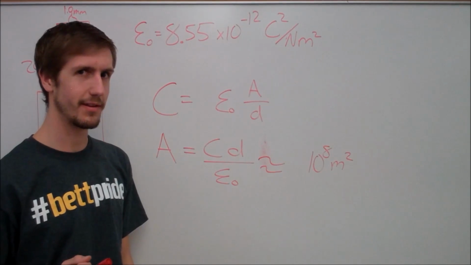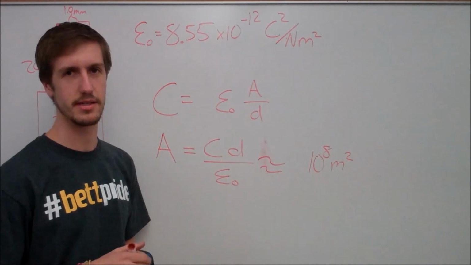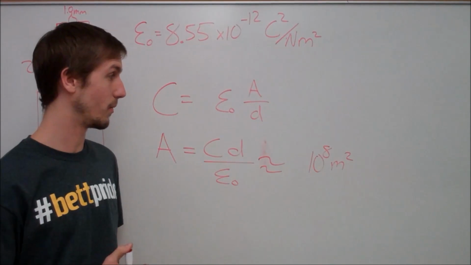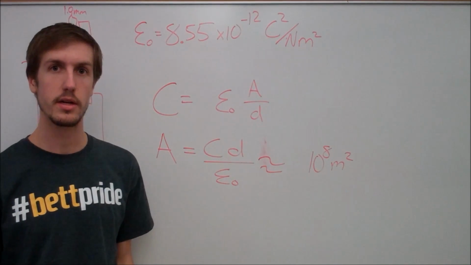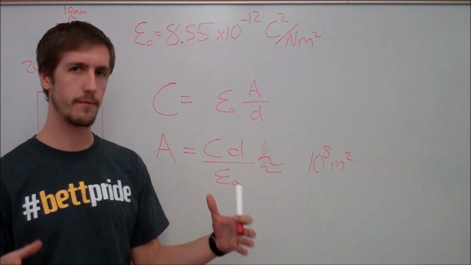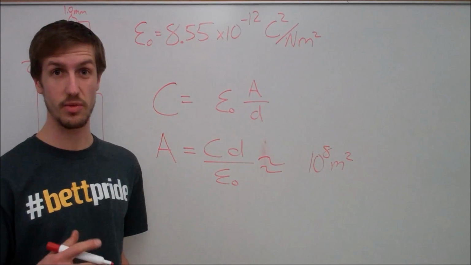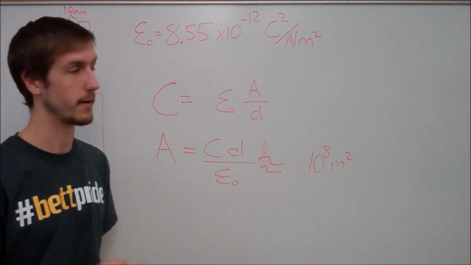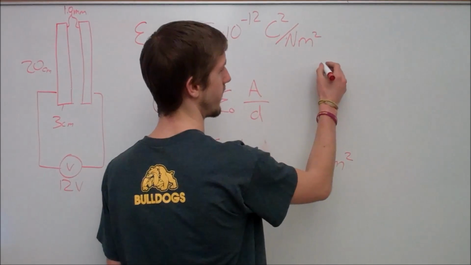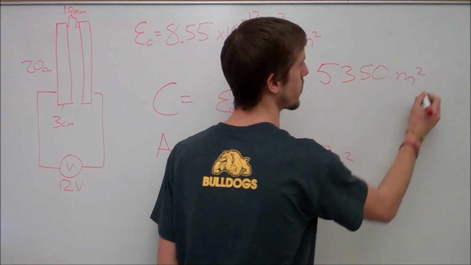Well, let's try and put this in terms that we can understand, because I don't know what a square meter really is. So if we think about the area of a football field, the area of a football field is 5,350 meters squared.